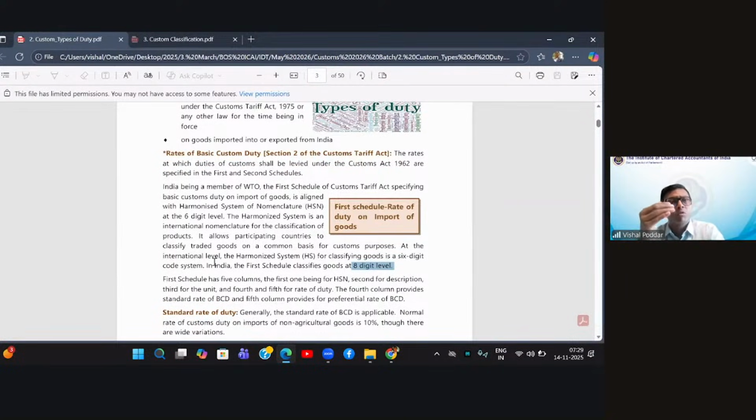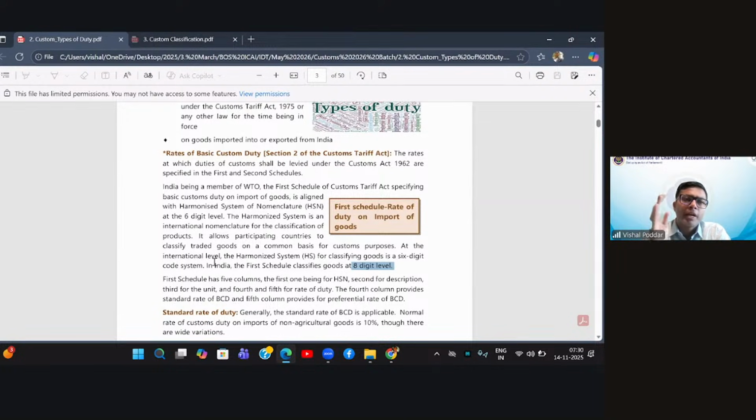I'll talk more about HSN when we go to the second chapter in the later part of today's session. But just to give you an idea, this HSN was given to all the countries engaged in international trade and they were asked to compulsorily follow it, so that when they are trading internationally, there is not a problem. This is where we delinked the tariff act.